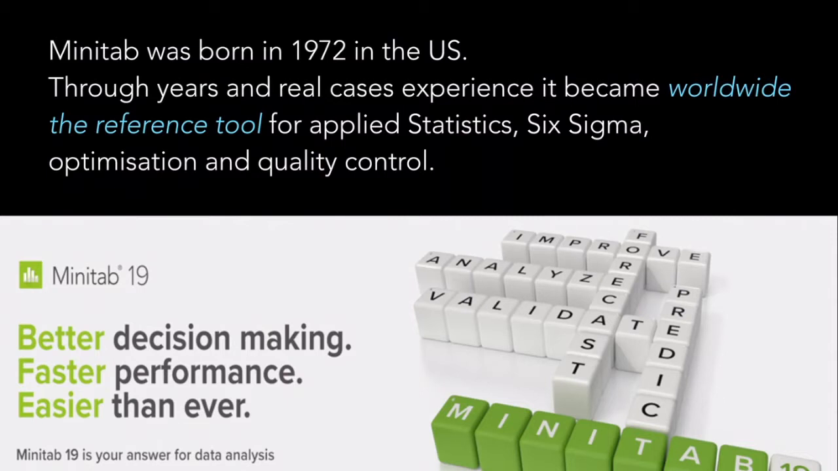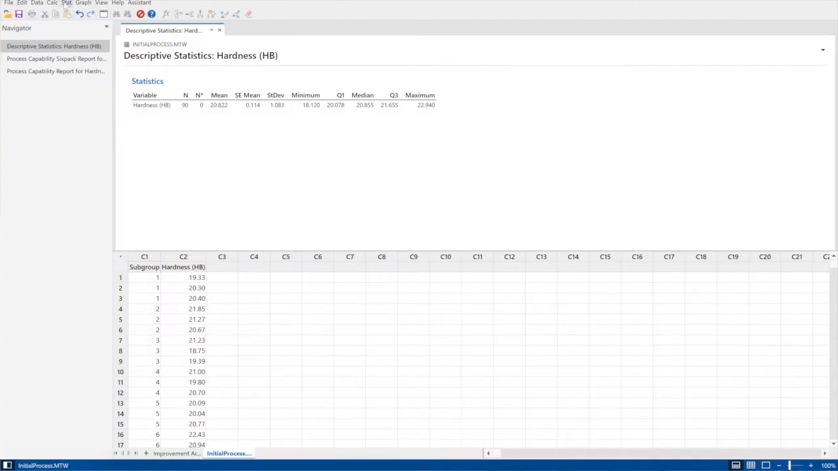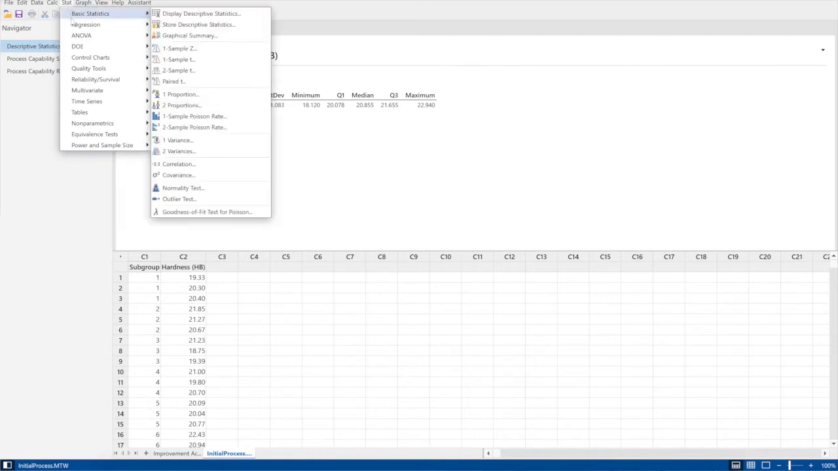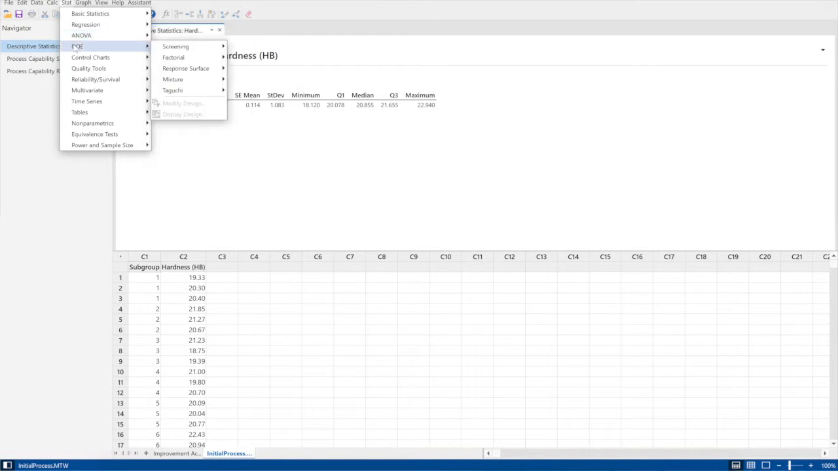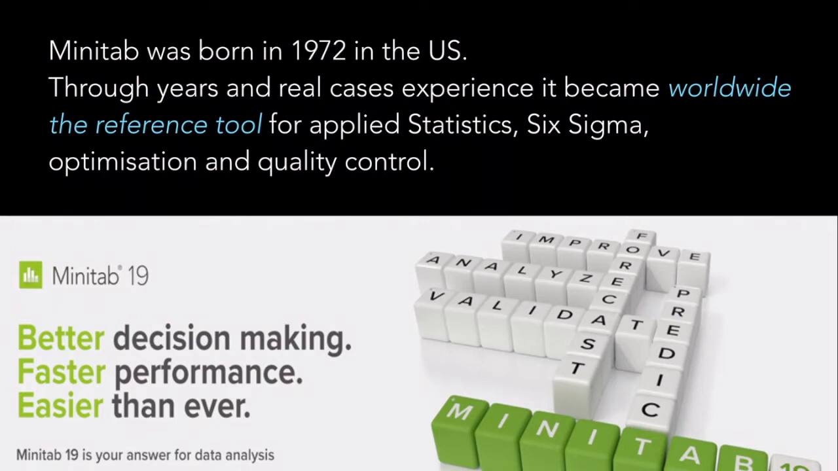Minitab was born in 1972 in the USA, and through years and real cases experience, it became worldwide the reference tool for applied statistics, Six Sigma, optimization problems, and quality control. So Minitab, again, is a professional and technical tool, very much designed for research and development. So the typical Minitab user will be a guy specialized in statistics and data analysis.